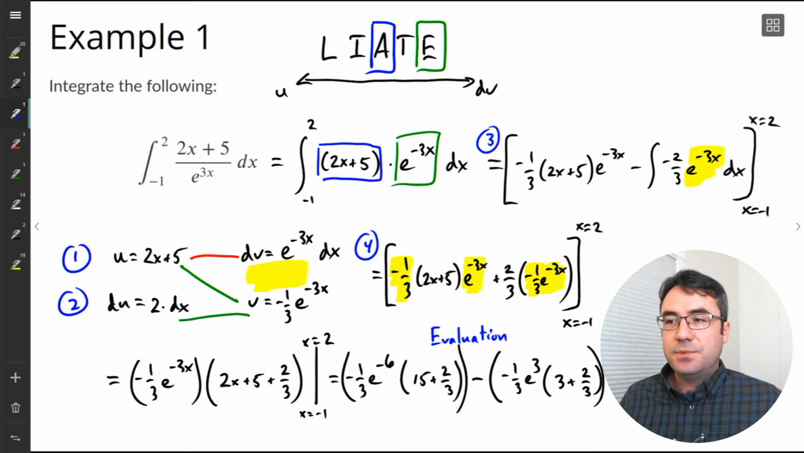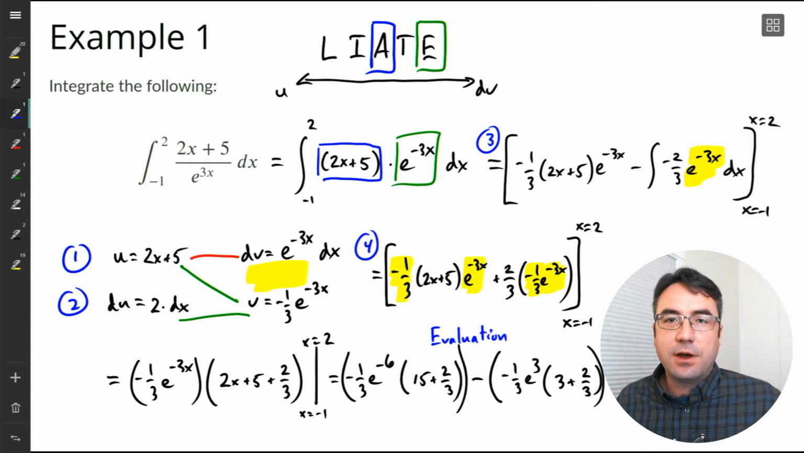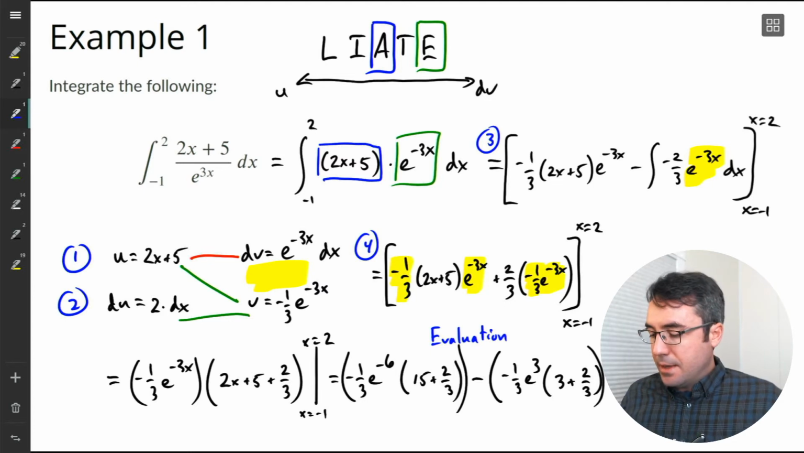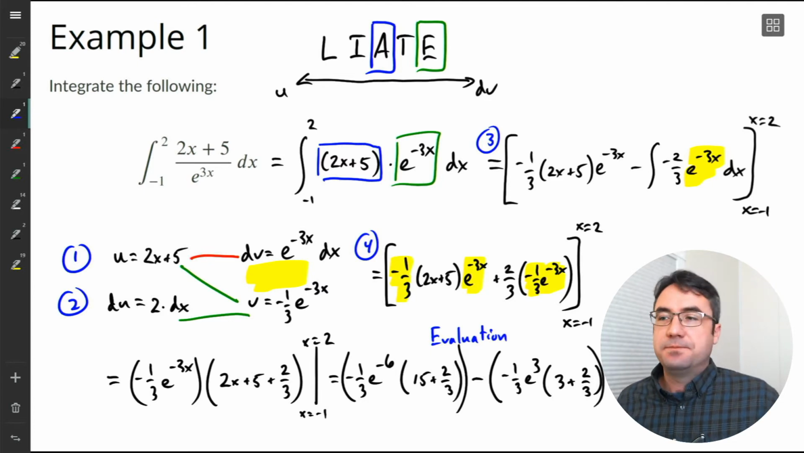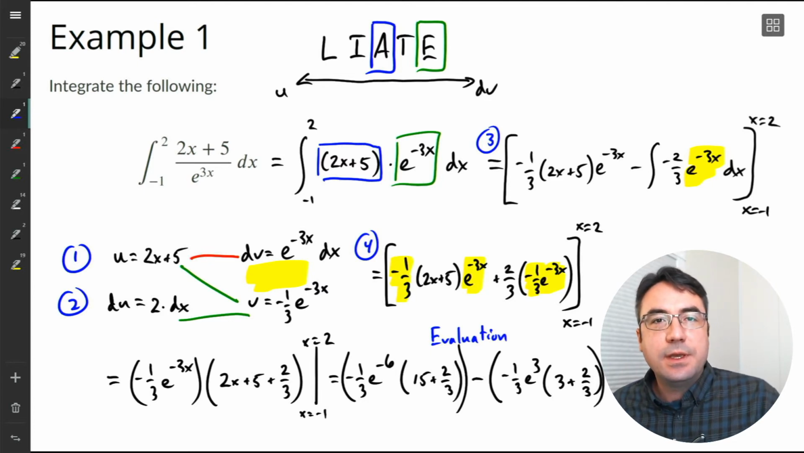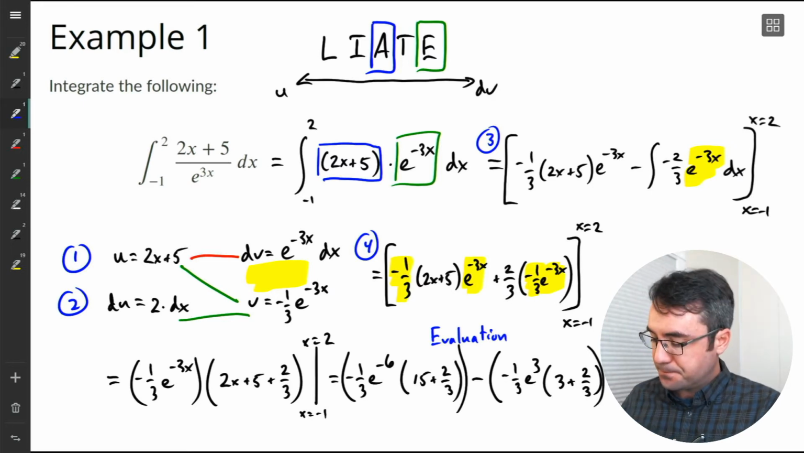And so you have some choice. And I kind of like this approach where you just wait until you get the antiderivative and then just evaluate everything all at once. Let's try another example just to make sure that we can see what we're doing here.